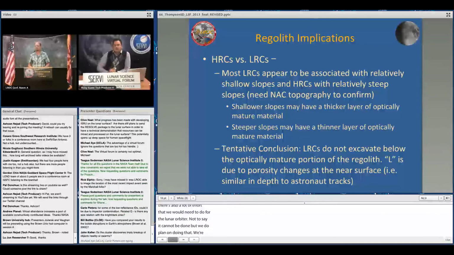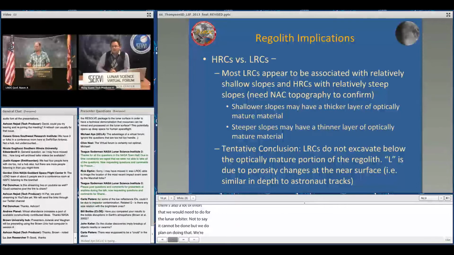Okay, great. Carly Peters says, for some of the low reflectance IDs, could it be due to impact or contamination? And a related question, is there any size relation with the bright and dark craters that you see? Well, for the first part of it, as far as the contamination based on the impactor, I can't rule out that that's a possibility, but we just don't have the data to tell without getting a sample from that site or witnessing the bolide before it impacts.